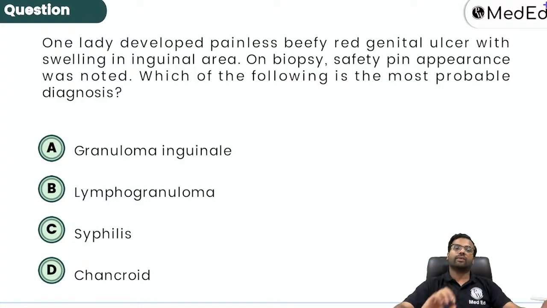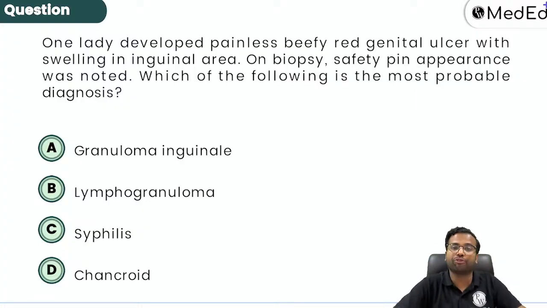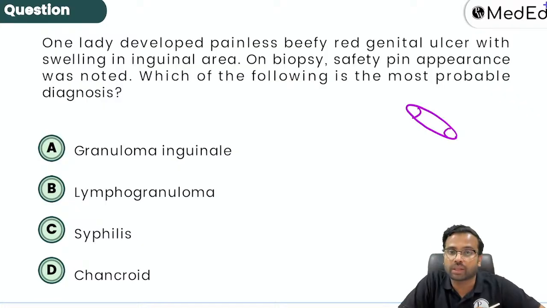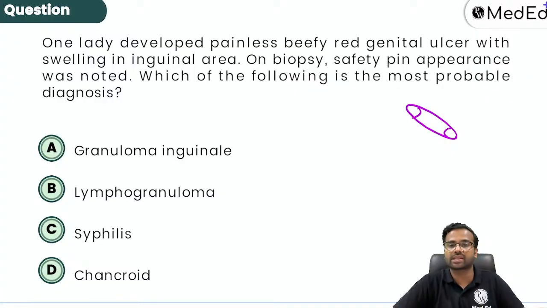One lady developed painless, beefy red genital ulcer with a swelling in the inguinal area. On biopsy, safety pin appearance was noted. Which of the following is the most probable diagnosis? So where in microbiology did you learn about something like this, a safety pin appearance, and the patient is having painless ulcer which is beefy red in color as well? Granuloma inguinale, lymphogranuloma venereum, syphilis, chancroid.